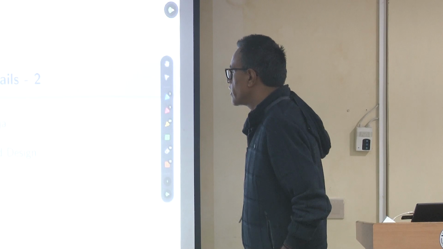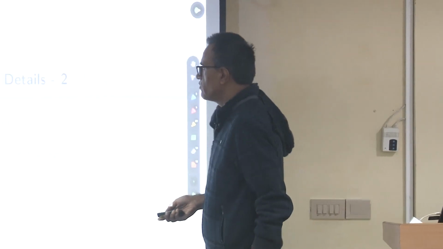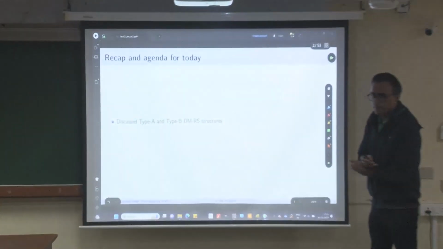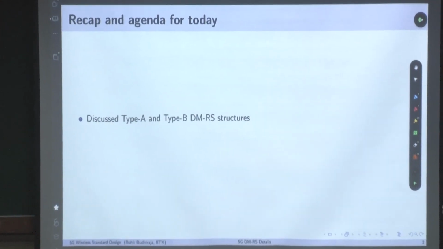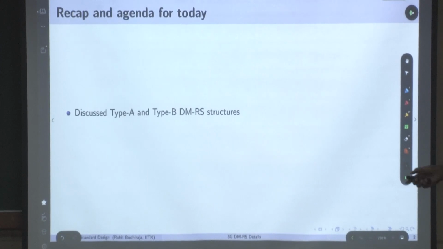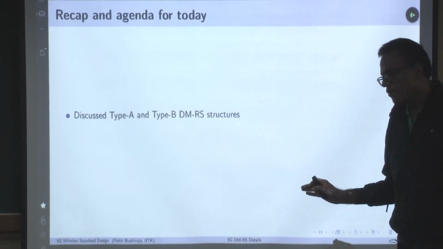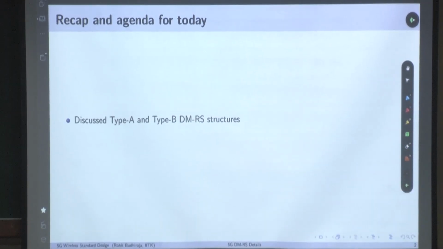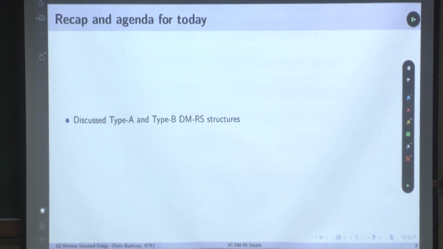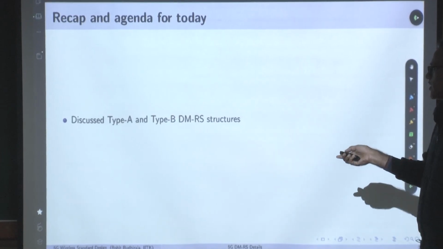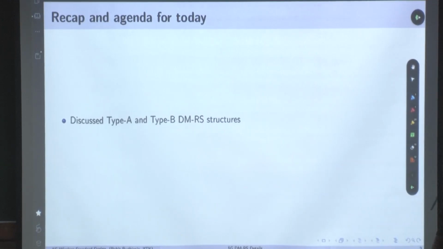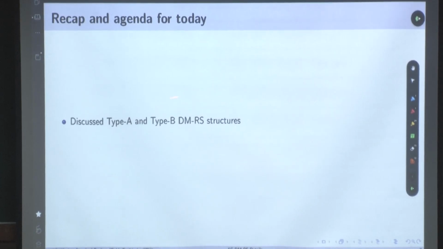Okay, welcome to the class. We have been discussing DMRS, and we discussed the type A and type B DMRS structures. We are going to recapture them, and then conclude this discussion by telling you how all these structures are actually specified in the standard, and then we'll move on to discussing further details. It'll become clear what the remaining details are when we see them.